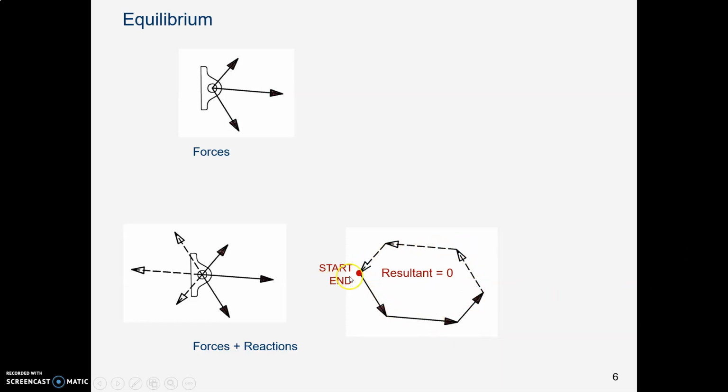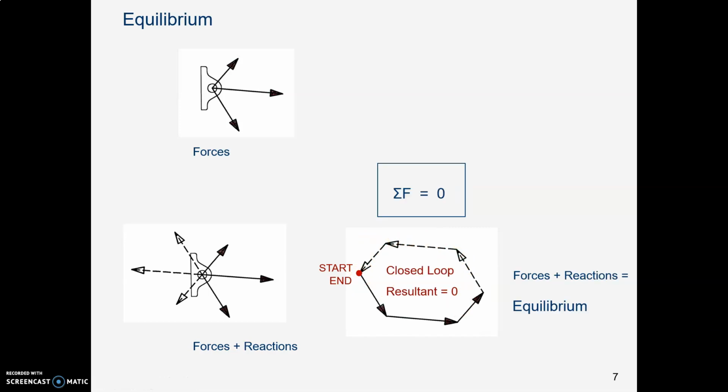If you want to think about finding the resultant, you could think about it this way. If you start at the start point and head off to the end point, the distance from the start to the end is 0. The resultant is 0, which is another way of saying all these forces and reactions form a closed loop. And we know that all the forces add up to 0. Therefore, this set of forces and reactions is in equilibrium.